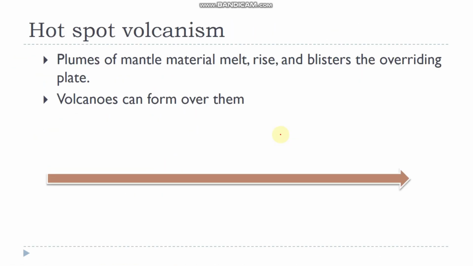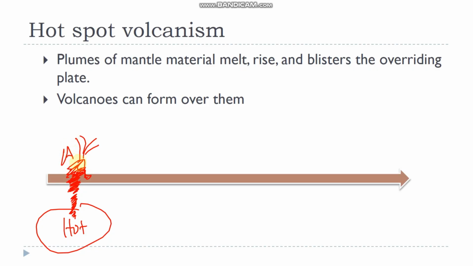And then finally, we have hotspots, which form the Hawaiian Islands. So you have part of the mantle that's really, really hot, and all that heat rises. And let's just say this plate is moving this way. And as the plate is moving, the hot spot stays stationary, by the way, but the plate is moving above it. And that melts a volcano into the overriding plate. So now you have this volcano, and I'm going to label this volcano as volcano A.